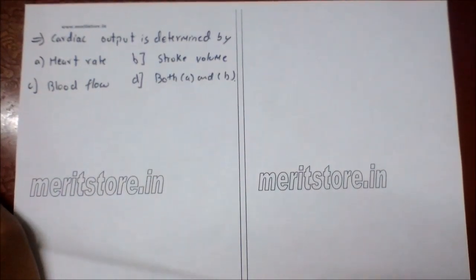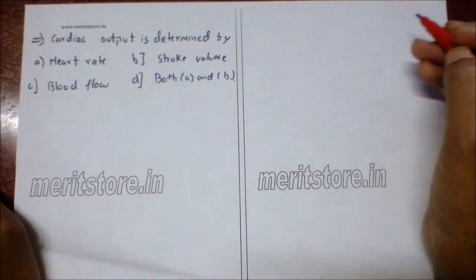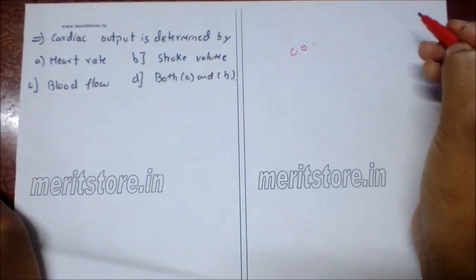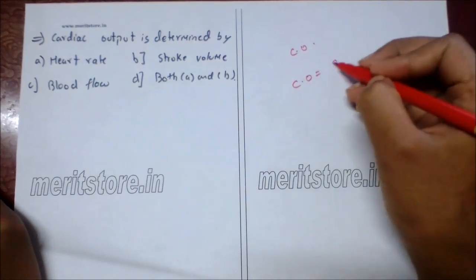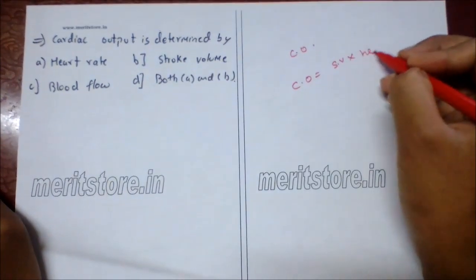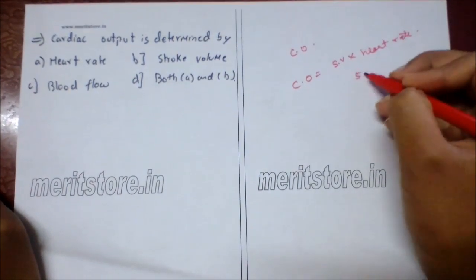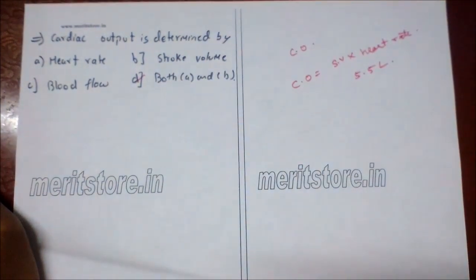Output is determined by A. Heart rate, B. Stroke volume, C. Blood flow, D. Both A and B. So the amount of blood flowing from heart over a given period of time is known as cardiac output. It depends upon the heart rate and stroke volume. So cardiac output is equal to stroke volume into heart rate. So it is approximately 5.5 liters. So option D is the correct answer.